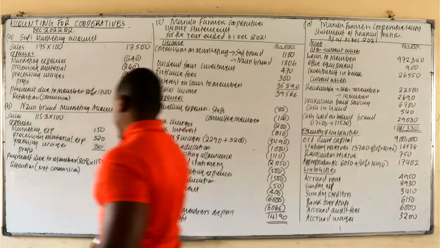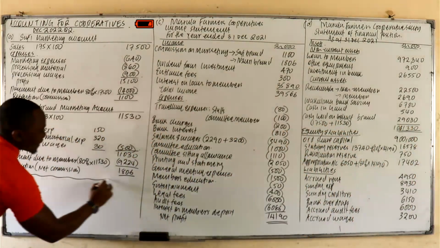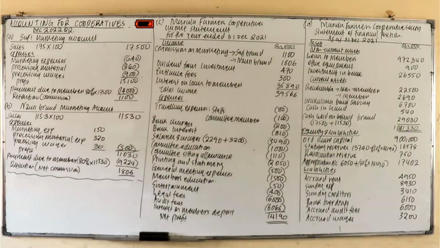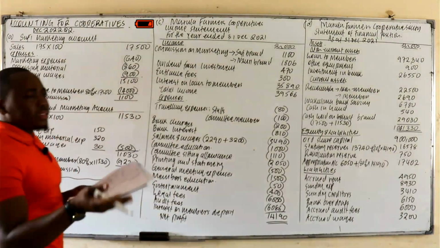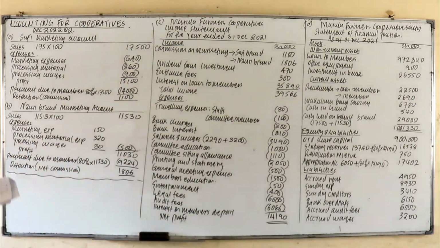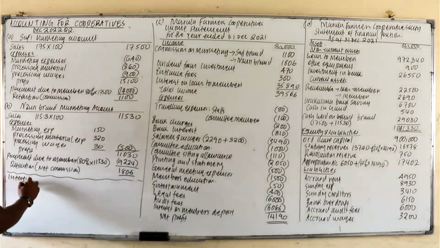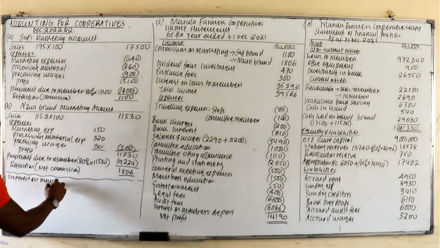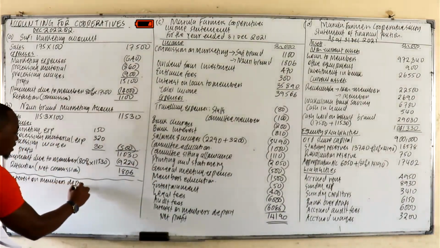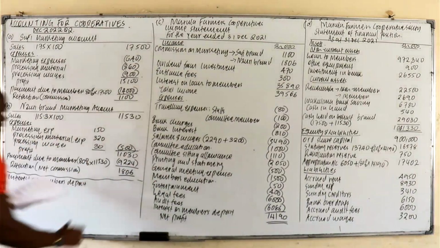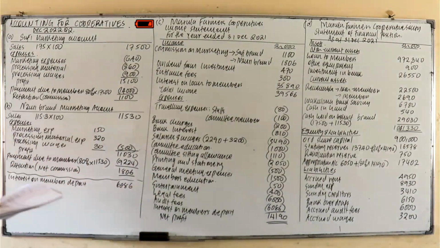Allow me to use this space here. Also, note number 5. Interest on member deposit is to be provided at 6086. That's an expense, but we have made a provision, but we have not yet paid. So therefore it becomes a current liability. Interest on members deposit, an amount of 6086. What else do we have? We also have payment due to members.